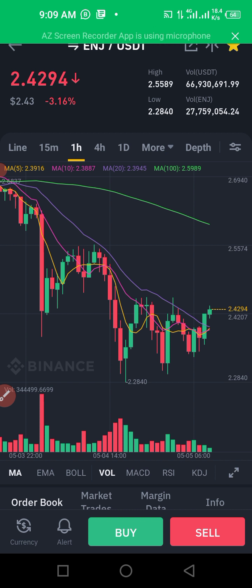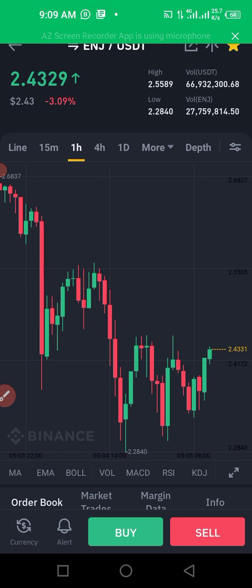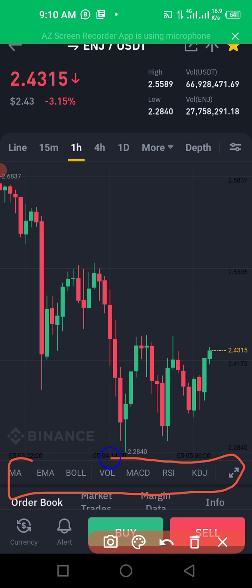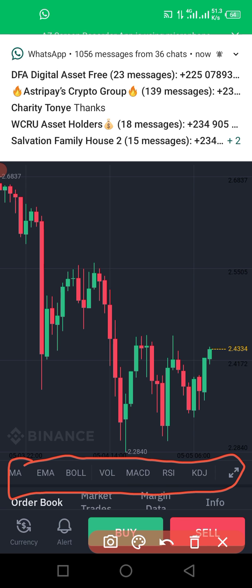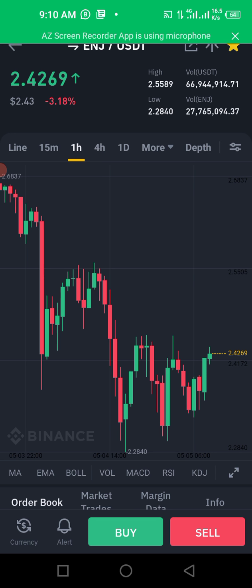Now, if you can see, I have some indicators. So let me remove the indicators so that it will be an empty chart. So now I have an empty chart. If you check here, you see those indicators: moving average, exponential moving average, Bollinger Band, volume, MACD, RSI, and KDJ. The first thing to do is to input the volume, but before we do that, let's change the time frame to a daily time frame.